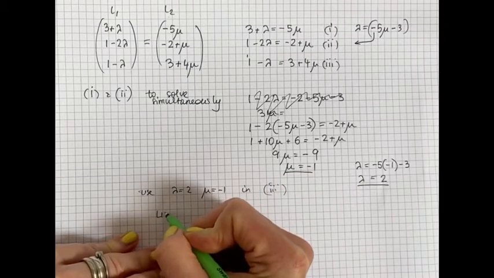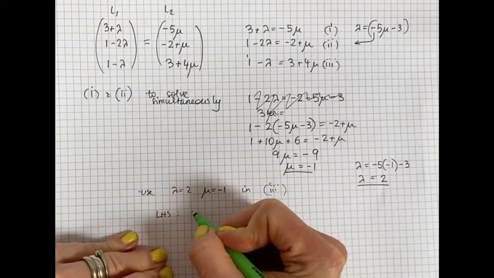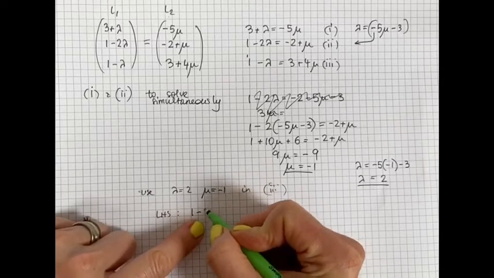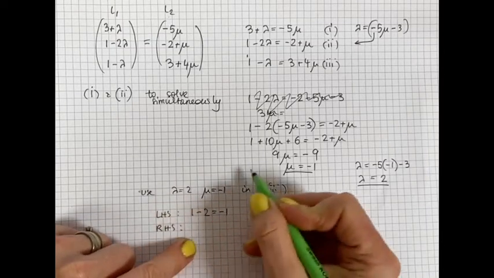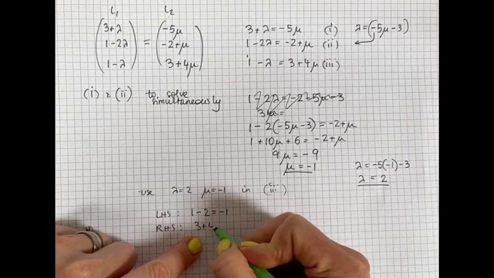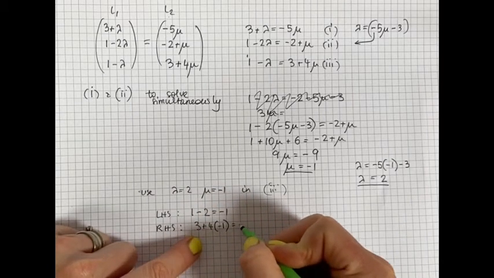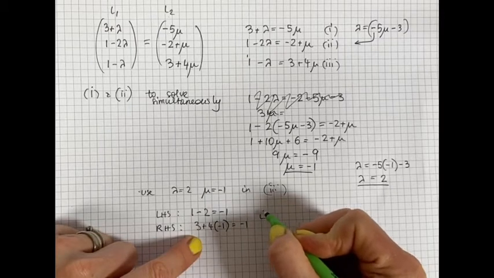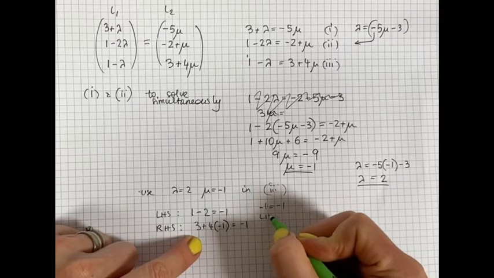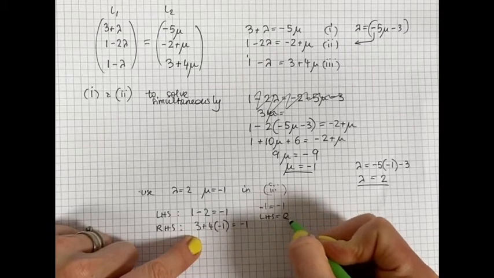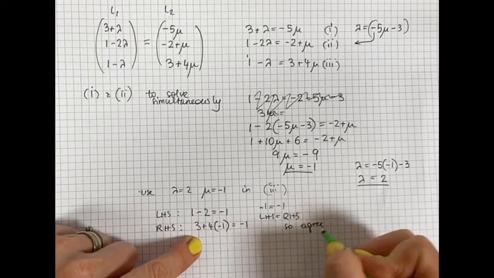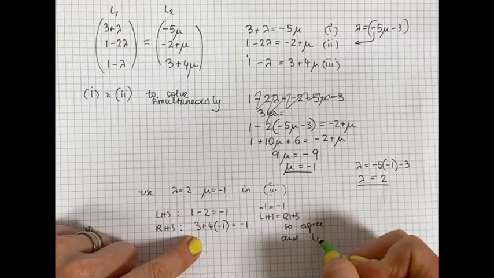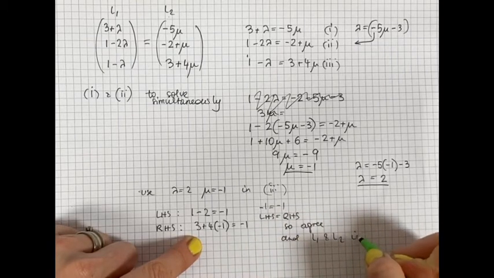So the left hand side is going to be 1 minus 2, which is minus 1. The right hand side gives me 3 plus 4 times minus 1, which is minus 1. So minus 1 is equal to minus 1. So they agree, and the lines L1 and L2 intersect.